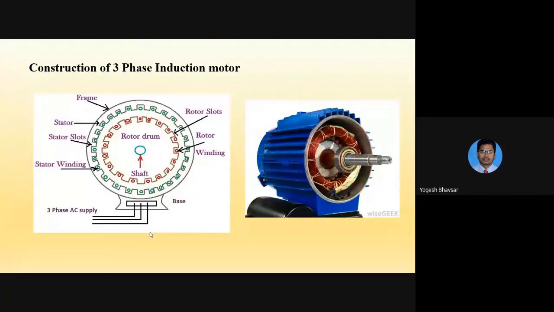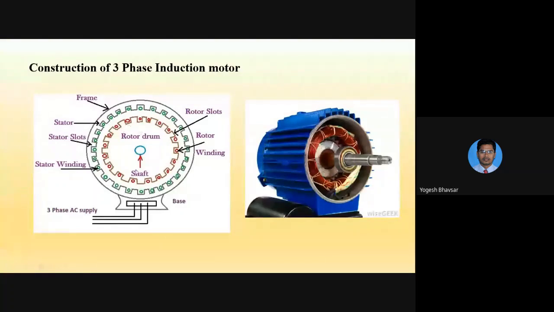Then we have seen the constructional part. This is the cross-sectional view of the three-phase induction motor. The stator is made from cast iron steel, and from the inner periphery of this stator there will be slots to fix the stator winding. The stator winding is nothing but star connected or delta connected. The three terminals are brought out from this stator winding to the terminal box to connect the external supply.